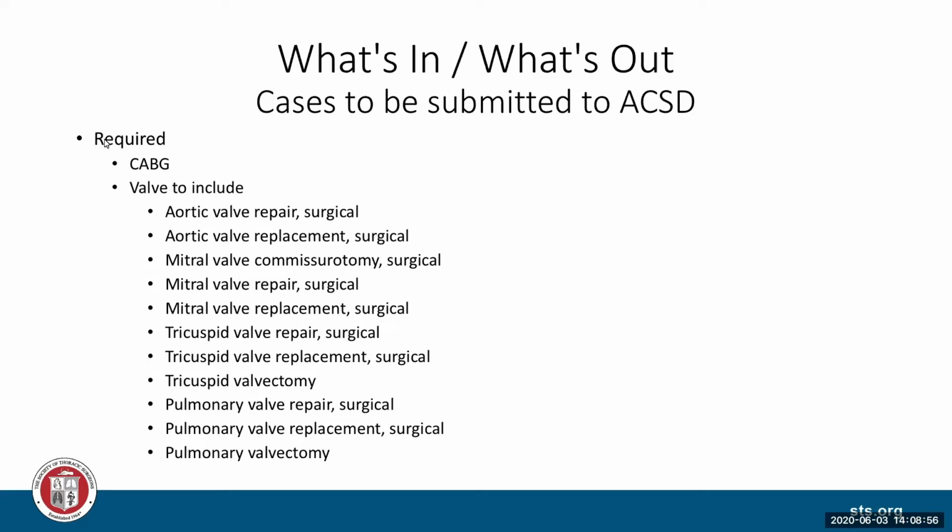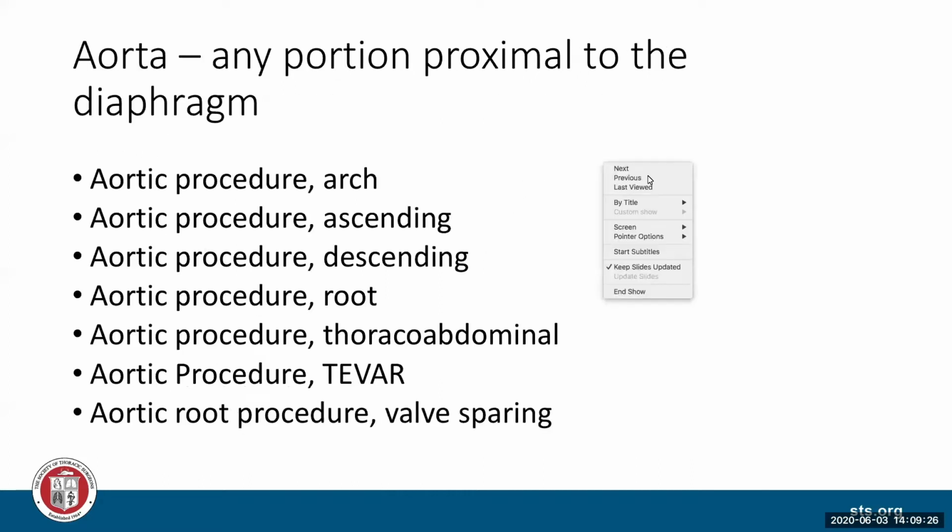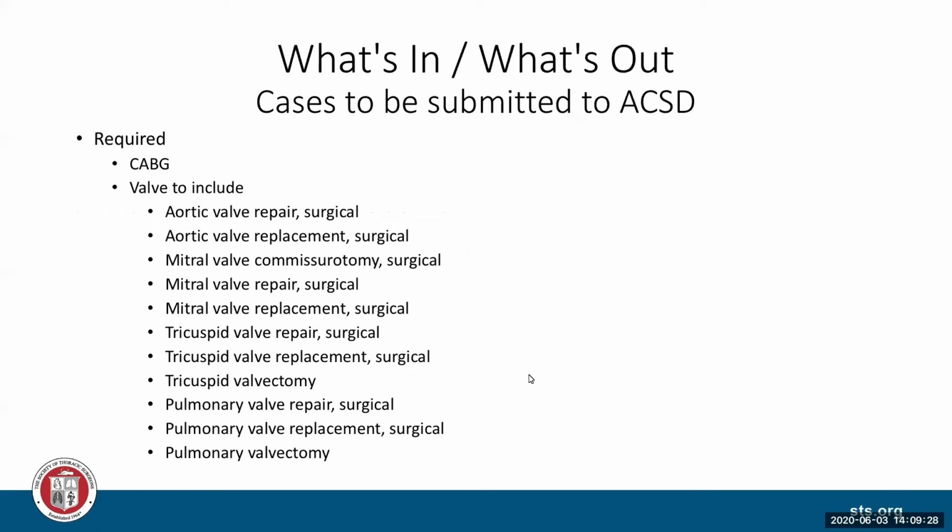So we'll just go through this. For cases to be submitted to the adult cardiac surgery database, they have to be performed by your CV surgeon that is on your participation agreement for the STS adult cardiac surgery. CABGs, valves, all of your aortic, mitral, tricuspid, pulmonic, and also for the valve section, if they're doing a prosthetic valve repair, those also get captured in the valve section, and those are required.